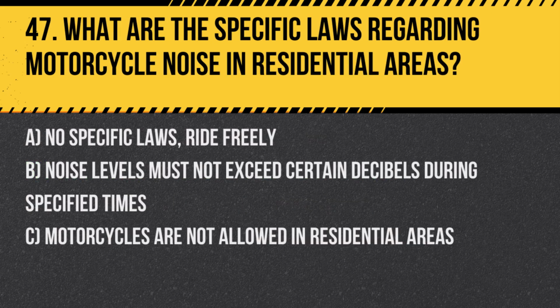Question 47. What are the specific laws regarding motorcycle noise in residential areas? A. No specific laws. Ride freely. B. Noise levels must not exceed certain decibels during specified times. C. Motorcycles are not allowed in residential areas. Answer: B. Noise levels must not exceed certain decibels during specified times. Reducing noise pollution contributes to community comfort and compliance with local laws.